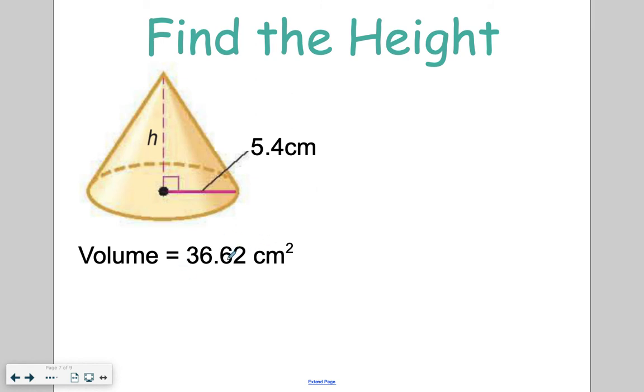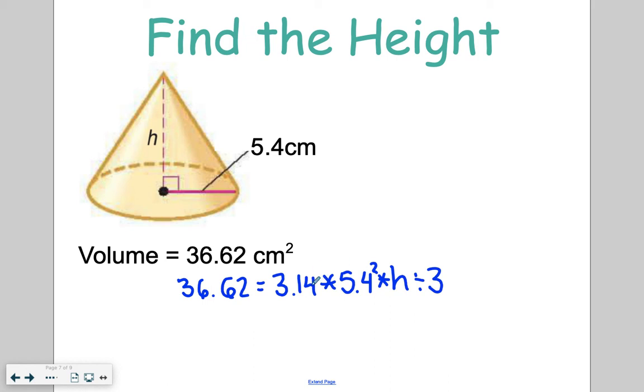The last thing we're going to look at is how to find the height when you have been given the volume. So in this case, we're going to plug in our volume for V, so 36.62, and then that's going to equal pi, so 3.14, times our radius, which is 5.4 squared, and then times the height, which we don't know, so we're going to leave that as h. Make sure that radius is squared, and then dividing by 3.